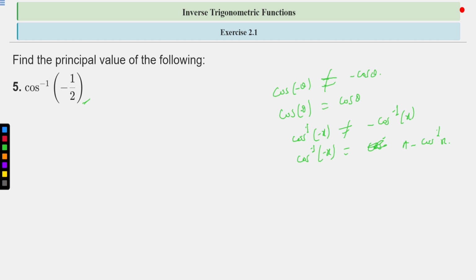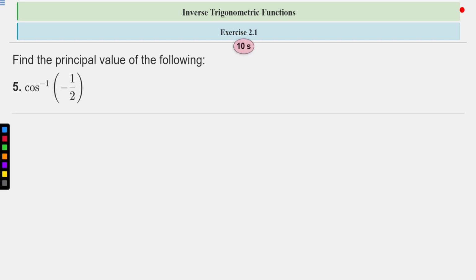Okay. So again, I am giving you 10 seconds to solve or think about this question. After that, we will discuss the solution part.